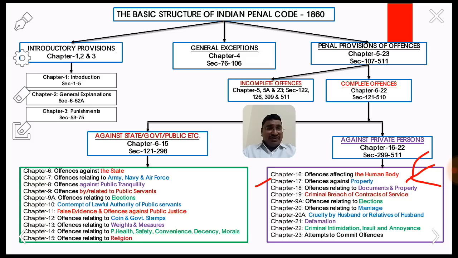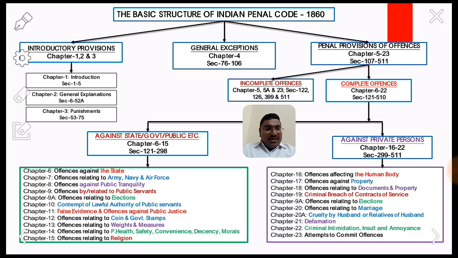Chapter 17 deals with offences against property. It comprises theft, dacoity, robbery, criminal trespass, house breaking, lurking house trespass, mischief, criminal misappropriation, criminal breach of trust, cheating, etc. Chapter 18 deals with offences relating to documents and property.